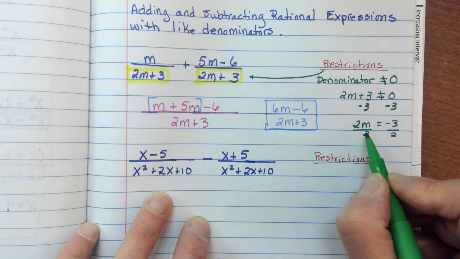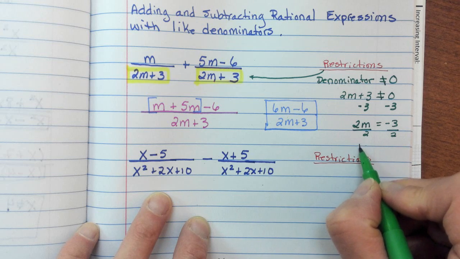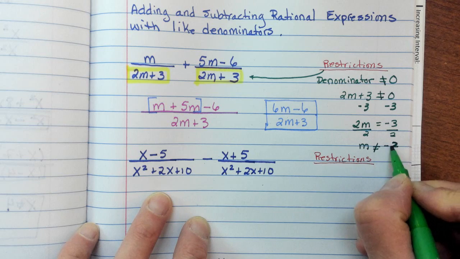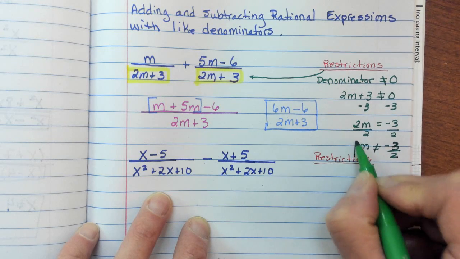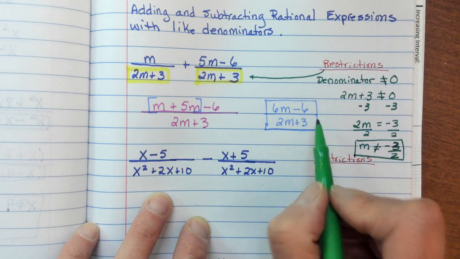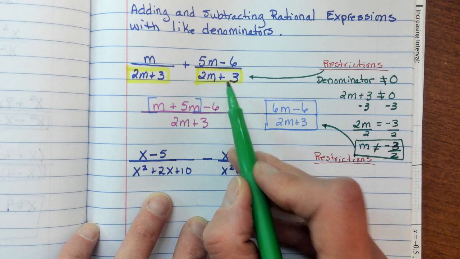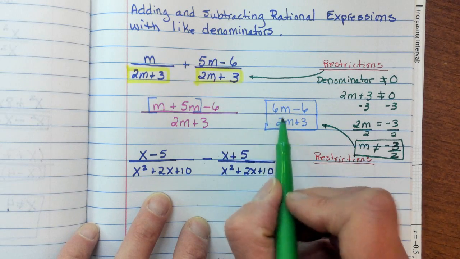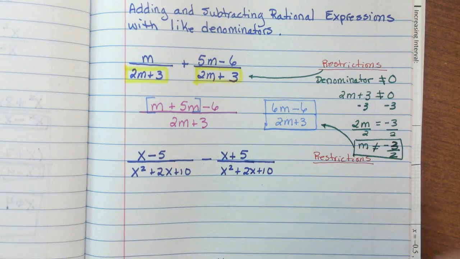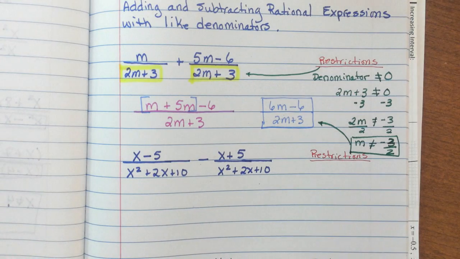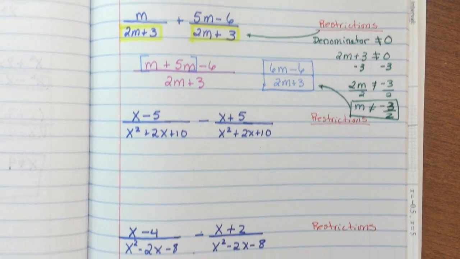So I want m, not 2m. So my restriction is m cannot be negative 3/2. That is my restriction on this denominator right here. And we always take it from the first one. It just happens that nothing happened to our denominator, so we just keep it like that. So let's look at this particular one.